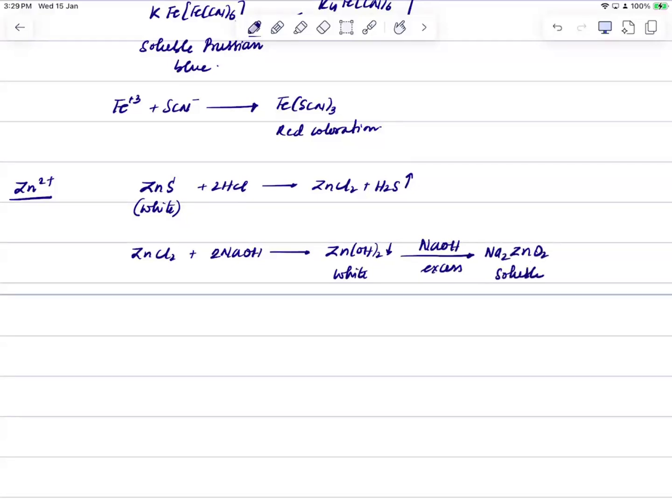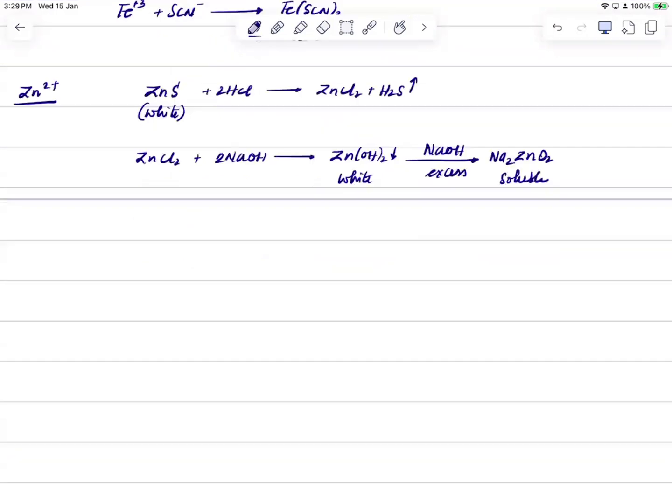which is the soluble form. Then the other reaction is ZnCl2. If you react it with K4[Fe(CN)6], it will convert into Zn2[Fe(CN)6], and this is also a white PPT, plus 4 moles of KCl.